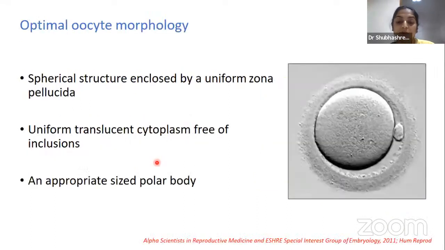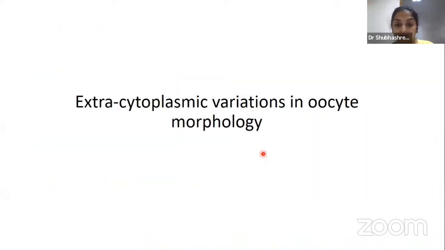So next, what is the optimal oocyte morphology? In the Istanbul consensus, it has been defined as a spherical structure enclosed by a uniform zona pellucida, and there should be a uniform translucent cytoplasm free of inclusions, and also an appropriately sized polar body. So this is the definition of the optimal oocyte morphology. Whatever deviations you see from this particular morphology are considered abnormal, and might have an effect on the oocyte quality.